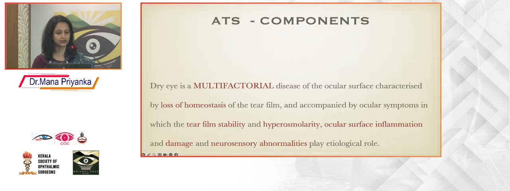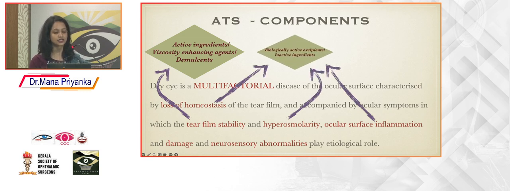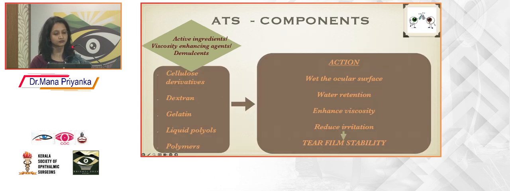promote wound healing. As per the dry eye definition, the highlighted words show the pathology we are supposed to treat here. The first one, tear film stability, can be treated by giving an active ingredient or a viscosity enhancing agent. Loss of homeostasis, hyperosmolarity, and ocular surface inflammation can be controlled by using biologically active excipients. And the third component, which is important in any drop, is the preservative.